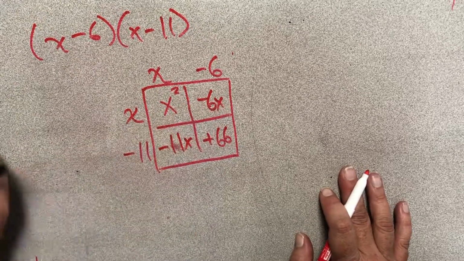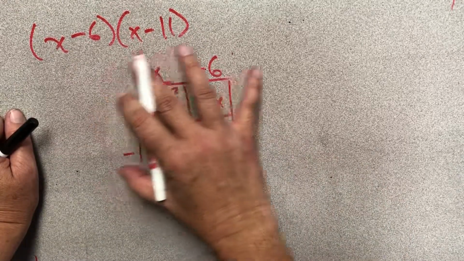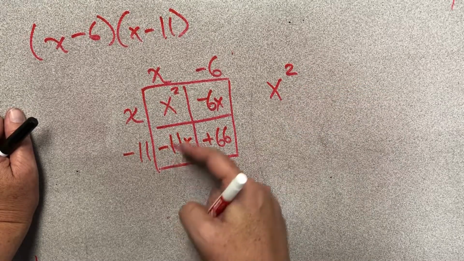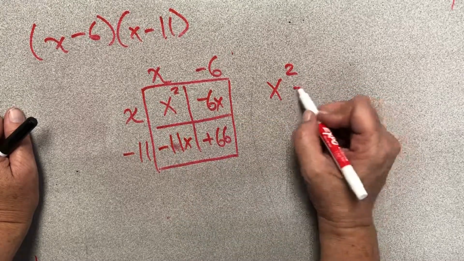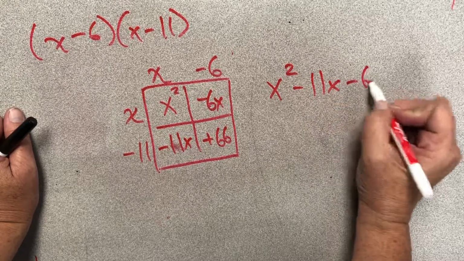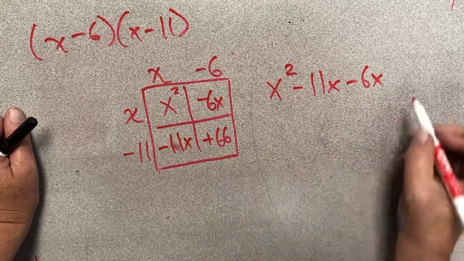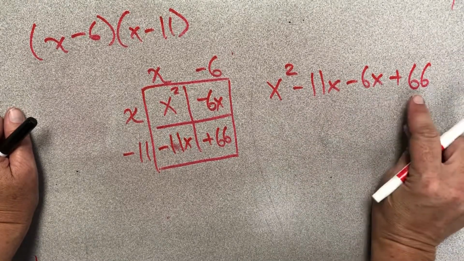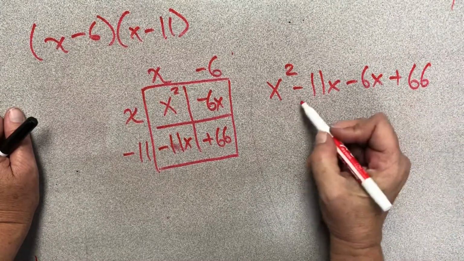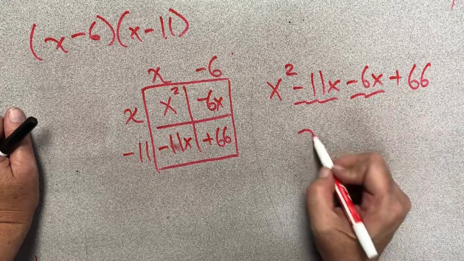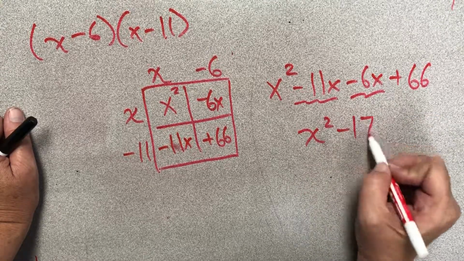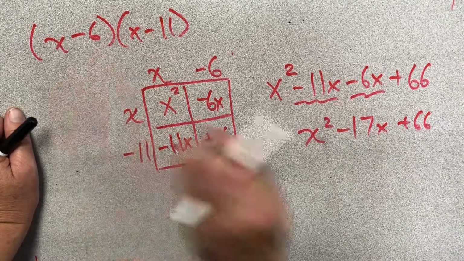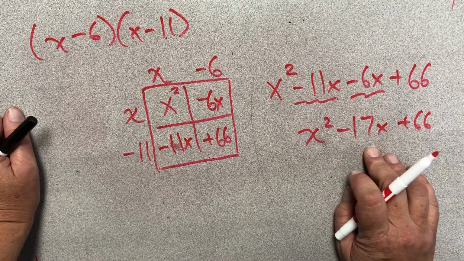So next we take these out of the box. I take the x squared out first, then I take the 2 x terms, it doesn't matter which order, negative 11x, negative 6x, and the constant term. Make sure everything has a sign by it, negative 11, negative 6, positive 66. Same as before, combine like terms. And when you multiply these, this is your product.